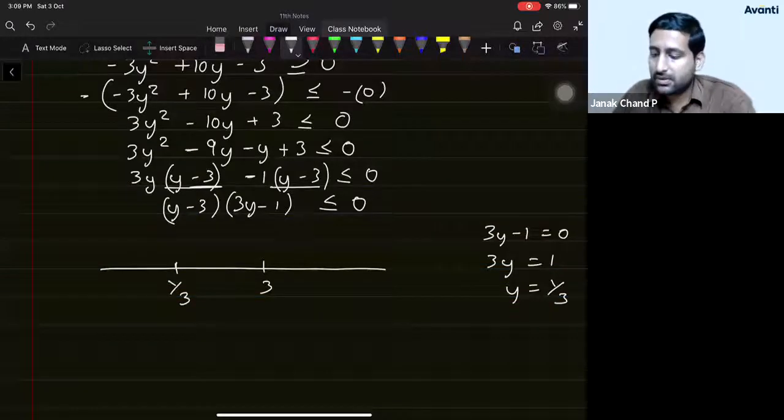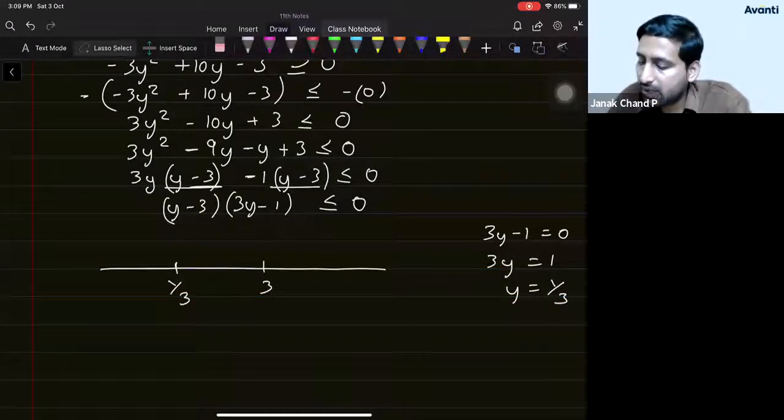So now finally student, what we wanted was those values of y for which this entire thing is negative. Let us first draw the wavy curve. If I take any point here like 4, this will be positive. And if there's a 4 here, this will also be positive.